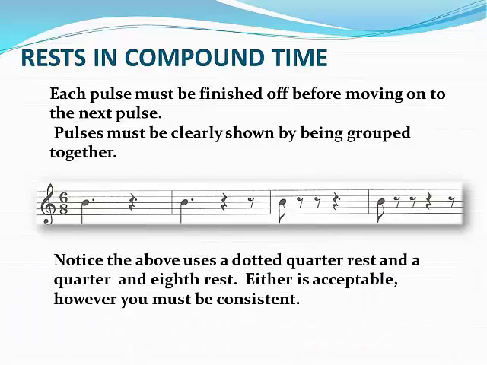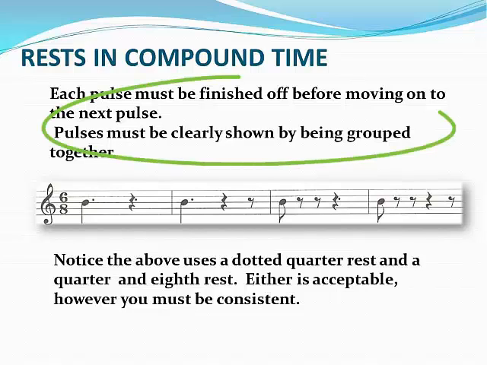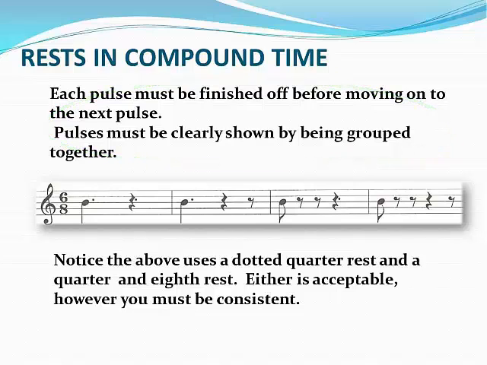When you're working with rests in compound time, you must complete each pulse before moving on to the next pulse. All pulses must also be clearly grouped together to show the unit beat. In our first example, the unit beats are clearly marked. We have 2 unit beats, each unit beat being a dotted quarter note.